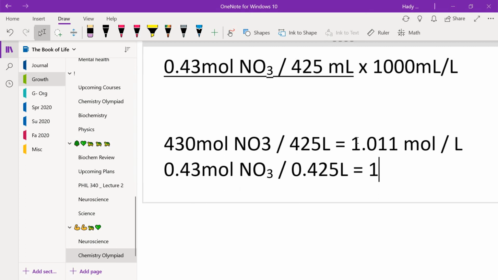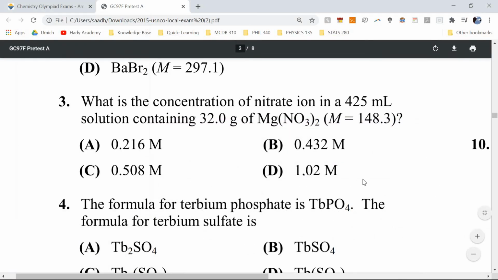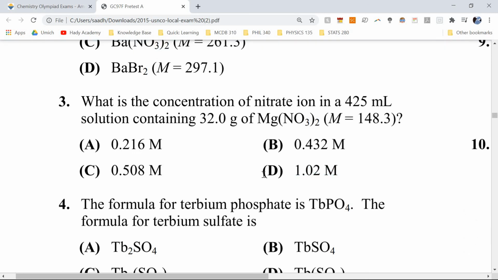Same thing for the other one. If you want to round, moles per liter. And you just get the answer. It's about this, because I did a little bit of rounding. And yeah, I already saw the answer, so that's good. That's number 3, and hopefully things have been clear along the way.